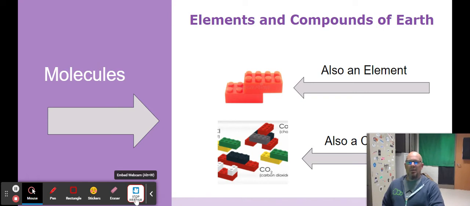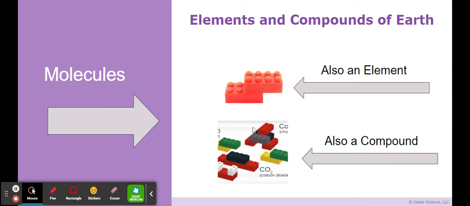All right, so here's an example. Both of these would be considered molecules. For looking at Lego bricks, if it's the same brick connected together, it would also be an element. It's a molecule because there's two or more connected together. It's an element because they're the same type that's there. Or it's a compound when there's two or more connected together, but they're different. Either one of those would be considered a molecule.